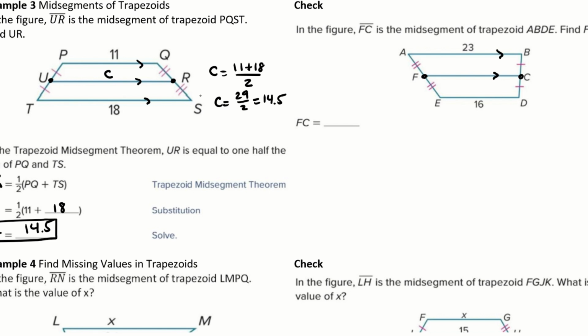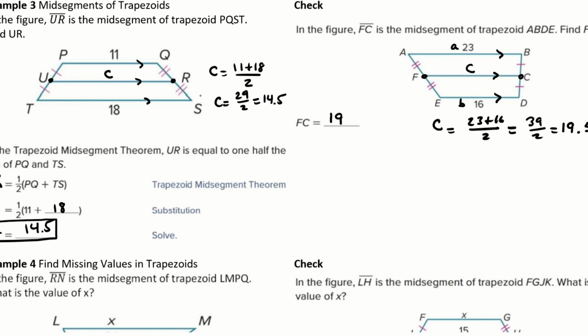All right, so if I want to get C, I add A and B together, the two bases. So we got 23 plus 16 divided by 2 is 39 divided by 2. So 2 goes into 39, 19 times, and a half. Okay, so there you go. So then C is FC, so then we can just say, here you go, it's 19.5.